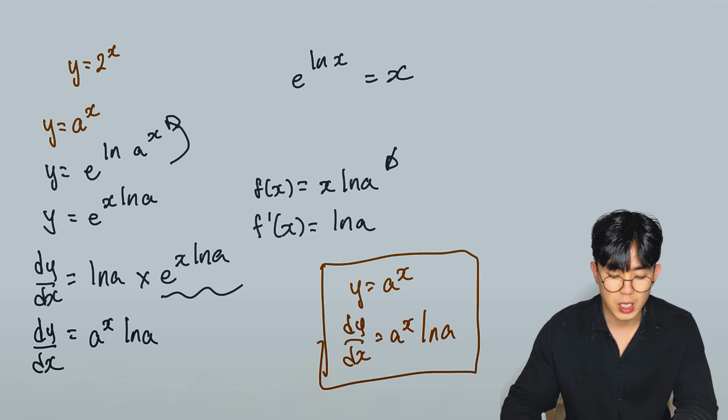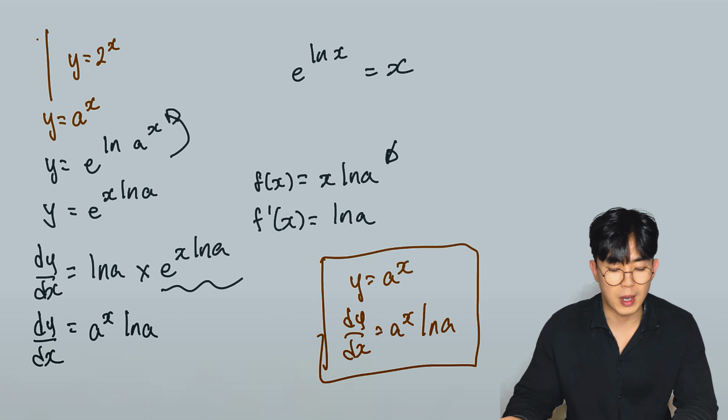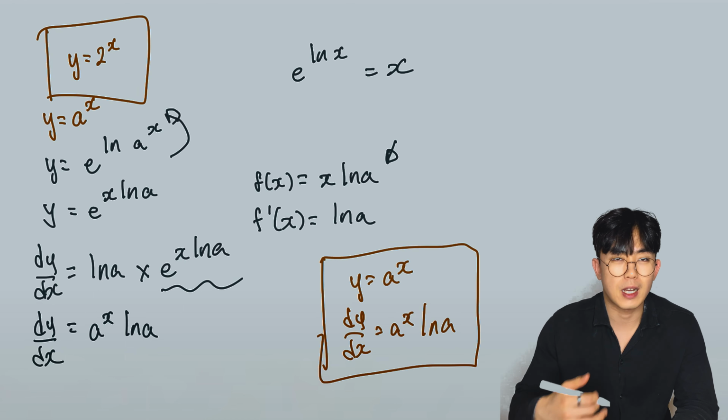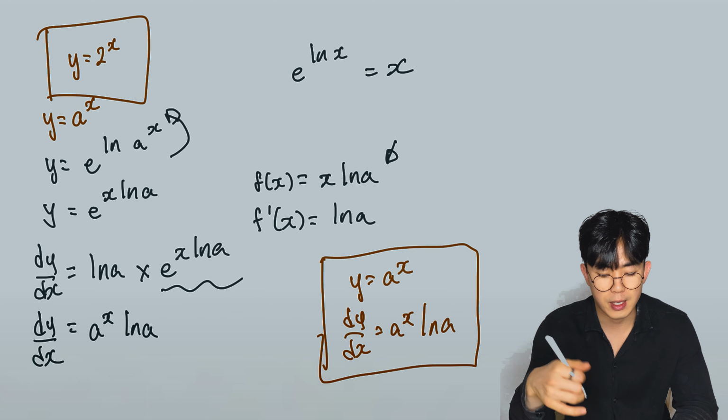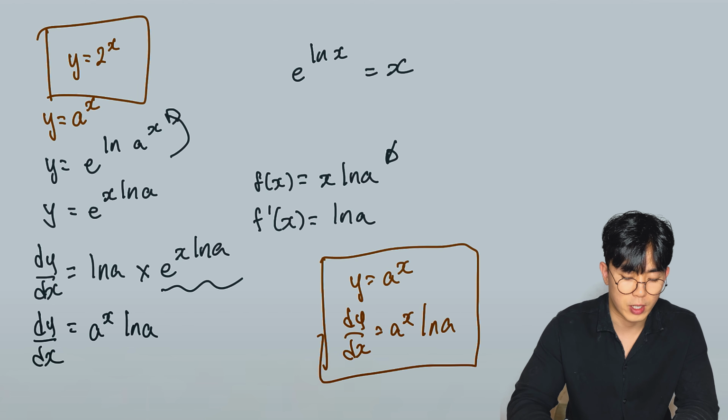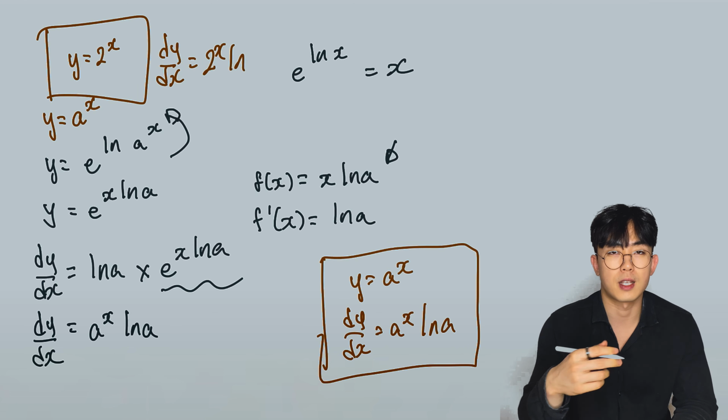So this means that, for example, if I want to differentiate y is 2 to the x, right? You just have to identify what a value is. In this case, a is 2. So if I differentiate it, just replace the a with 2. So it's going to be 2 to the x ln 2, like this. Simple as that.